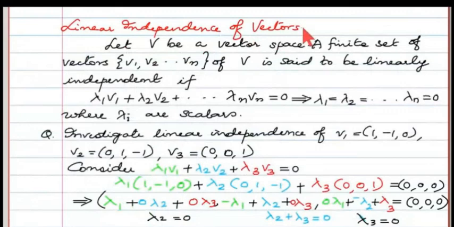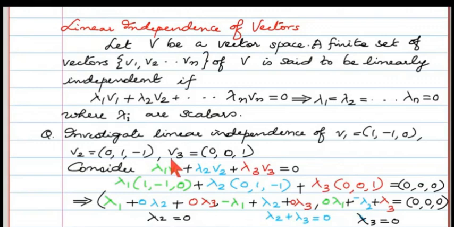Linear independence of vectors. Let V be a vector space. A finite set of vectors v1, v2, etc., vn of V is said to be linearly independent if lambda 1 v1 plus lambda 2 v2, etc., lambda n vn equal to 0 implies all lambdas are 0. Investigate linear independence of v1, v2 and v3.